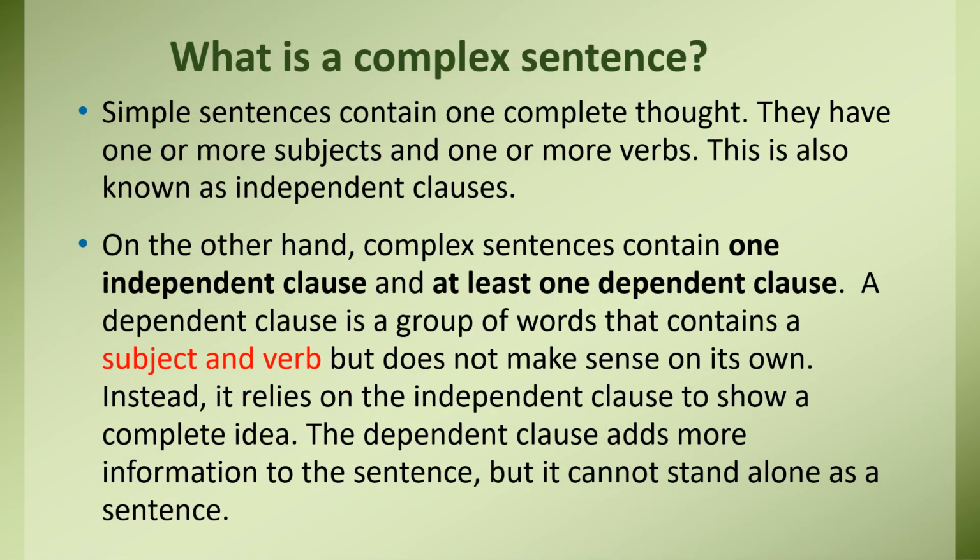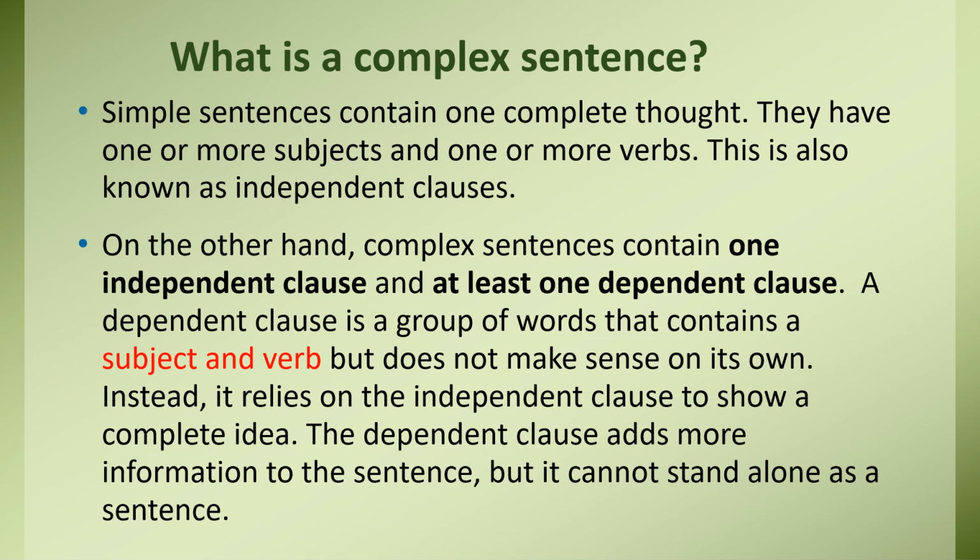What is a complex sentence? So simple sentences contain one complete thought. They have one or more subjects and one or more verbs. This is also known as an independent clause. So basically, a simple sentence is a complete sentence, or independent, which is not dependent on another sentence to complete the meaning. On the other hand, a complex sentence contains one independent clause and at least one dependent clause.